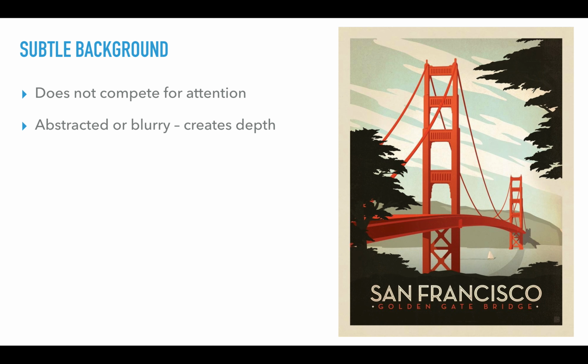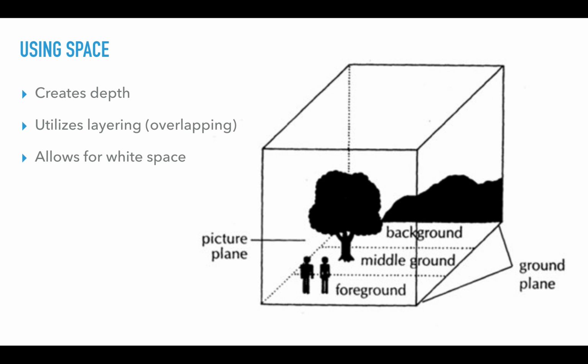Kind of like this particular poster from San Francisco where we see the bridge first, because the background is a different color and a little bit blurry, a little bit more abstracted, just a different way of looking at it. But the subtle background will help simplify things and help draw attention to what you want the viewer to see first.